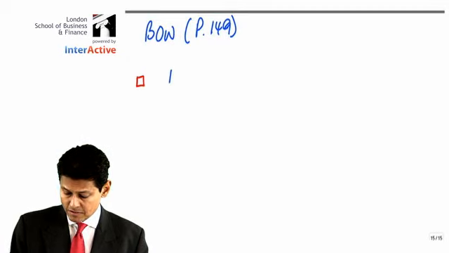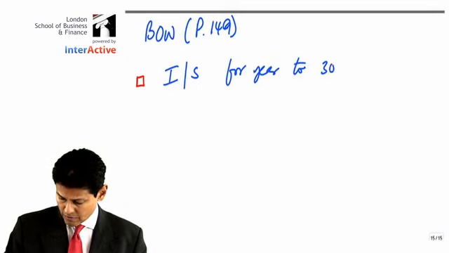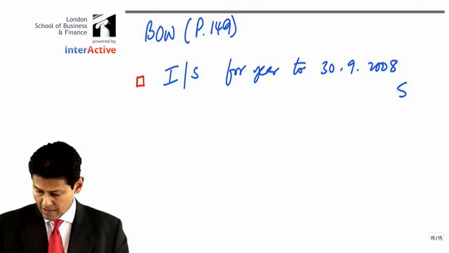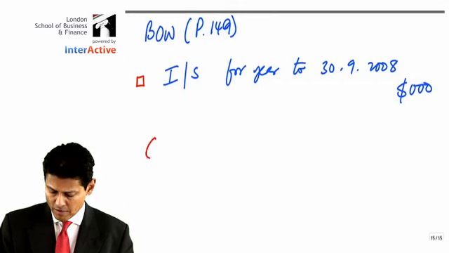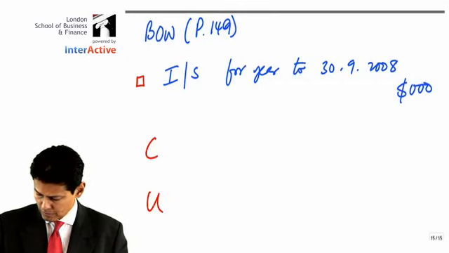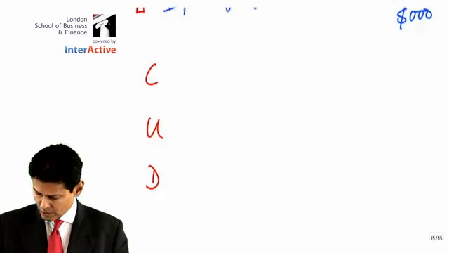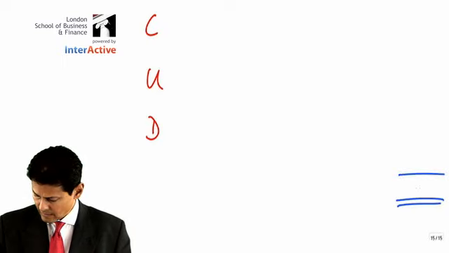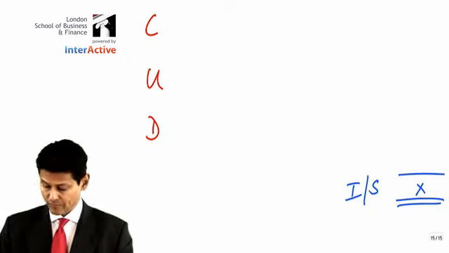So I intend to do the income statement for the year to 30th of September 2008, thousands. Let's do our usual CUD mnemonic, C-U-D. The total of all of that is that figure, and that goes to the income statement as a charge.